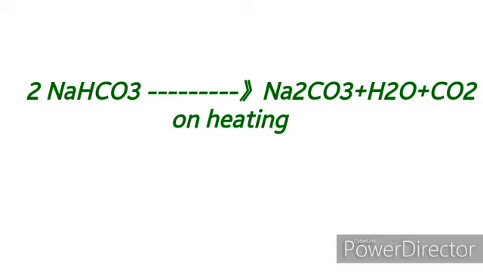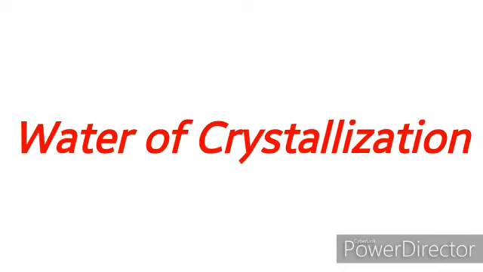And let us see the concept of water of crystallization. The presence of a fixed number of water molecules in the crystal lattice of a salt is called water of crystallization. The examples are washing soda. It contains 10 water molecules, Na2CO3, 10 H2O.